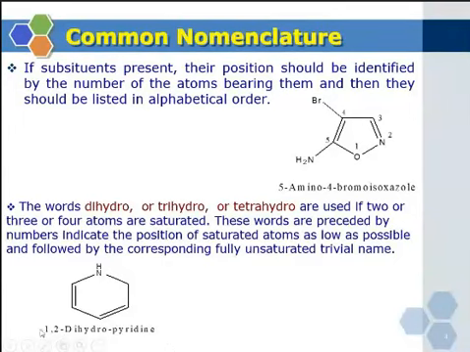So here we can observe there are 2 hydrogen atoms attached to saturate this bond. And where is this saturated bond located? Between position number 1 and 2. Is that clear?